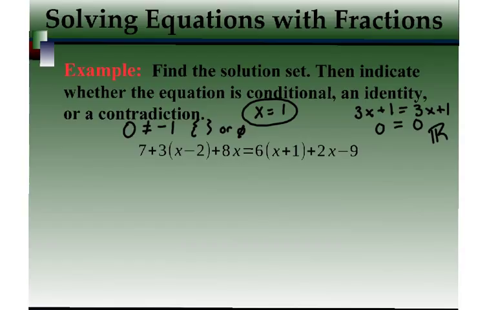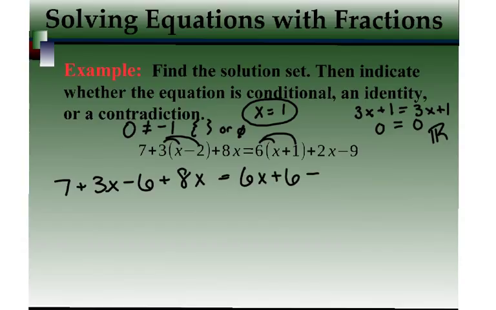First thing, do the distributive property. Let's do this on both sides of the equation. Let's do this and this one. I'm going to say 7 plus 3x minus 6 plus 8x, and that equals 6x plus 6 plus 2x minus 9. Alright, now that we've distributed everything, let's combine like terms.